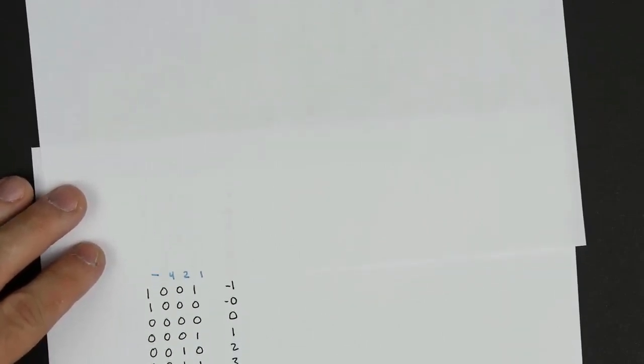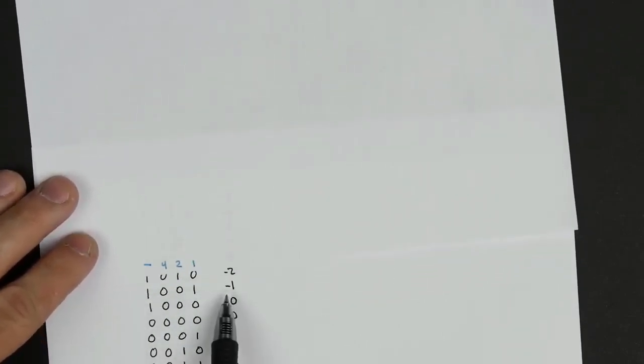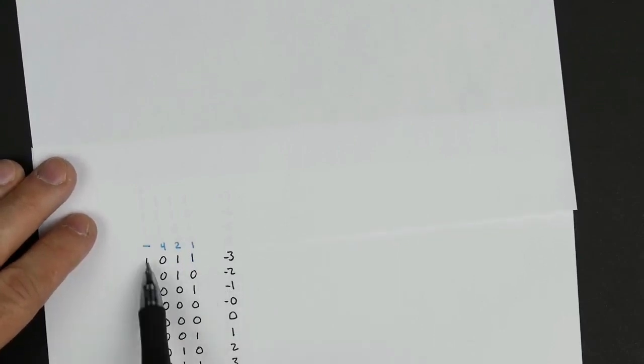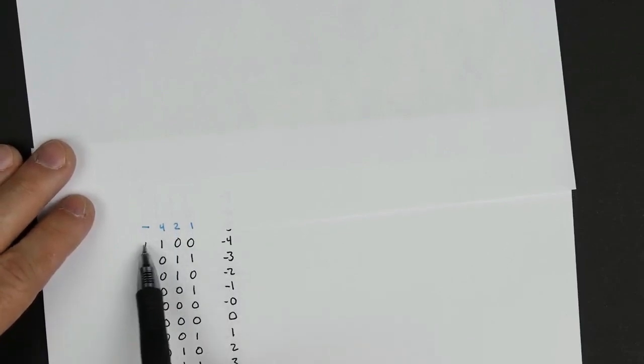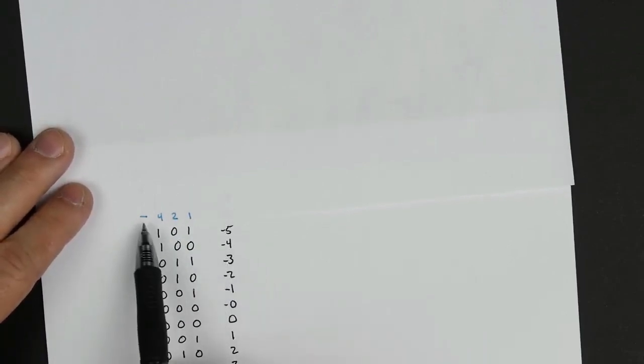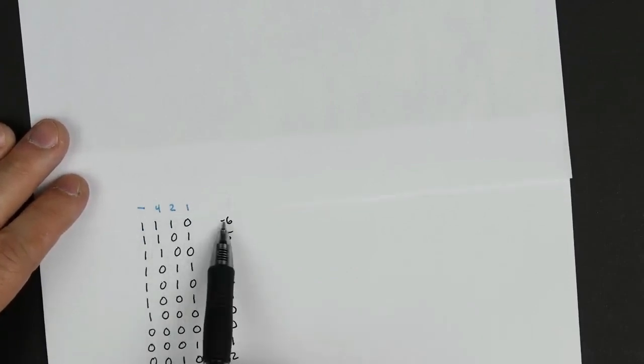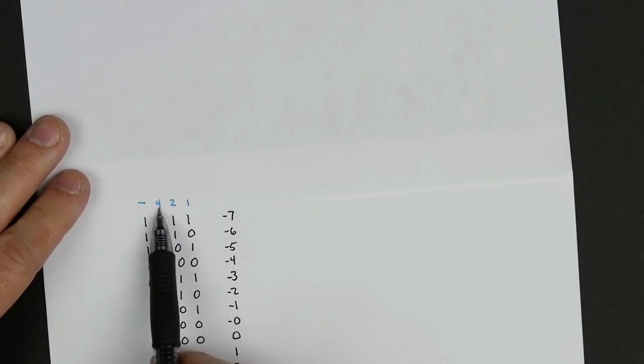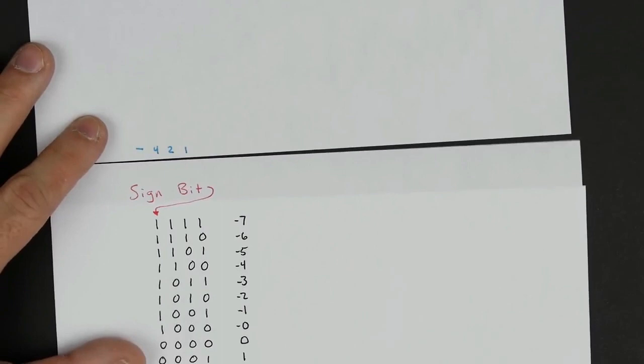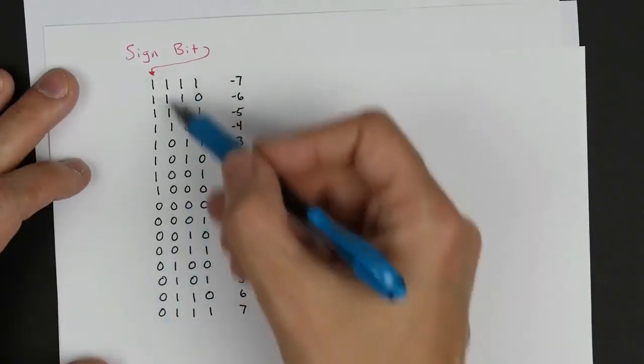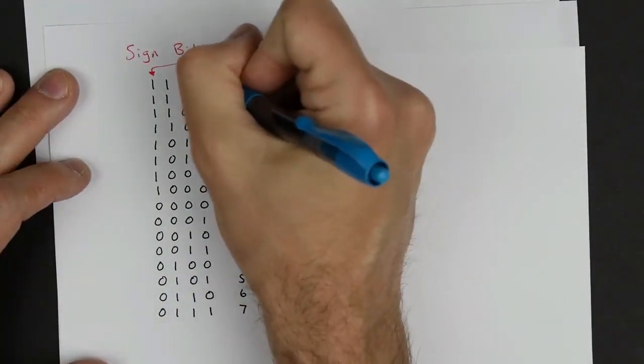So that's simple enough. And then if this first bit here is indicating our negative sign, then we can go backwards too. So if we have a negative 1, that's negative 1. A negative 2, a negative 2 and a 1 is 3, and then a negative 3. Negative 4. A 4 and a 1 is 5, with a negative is negative 5. 4 and a 2 is 6, so this is negative 6. And then a 4 plus 2 plus 1 is 7, and that's a negative 7. And so this is our sign bit.